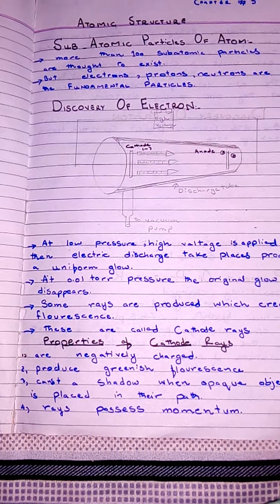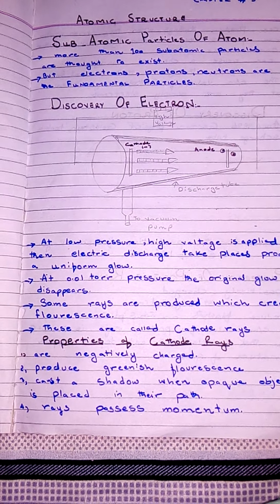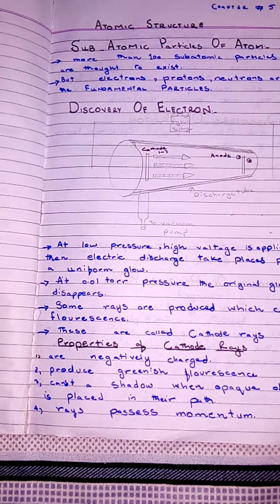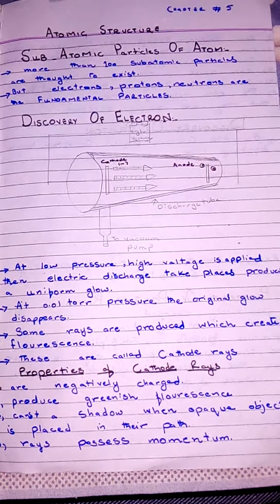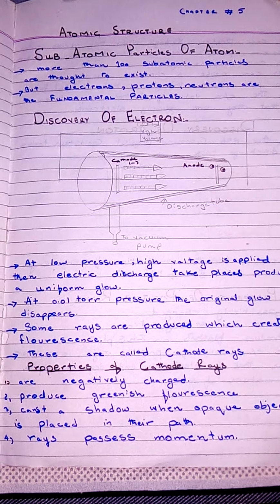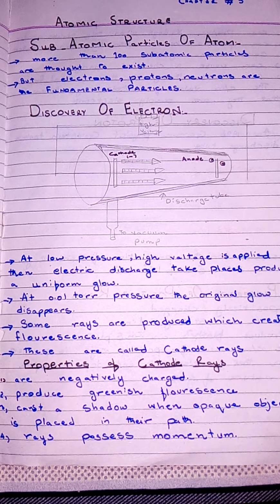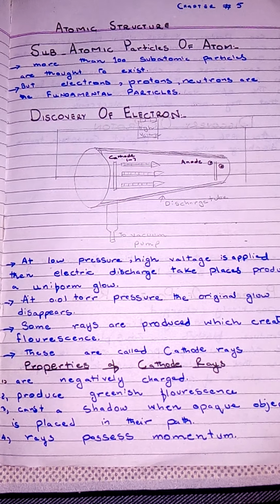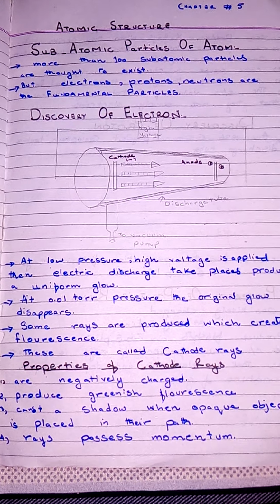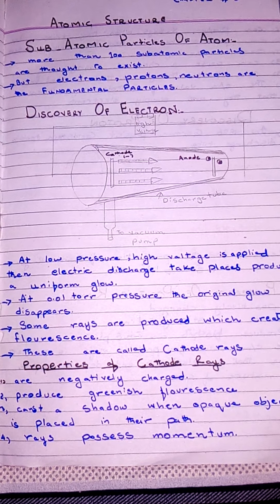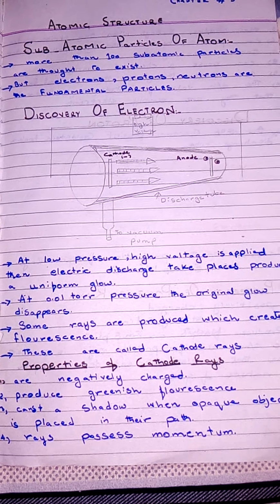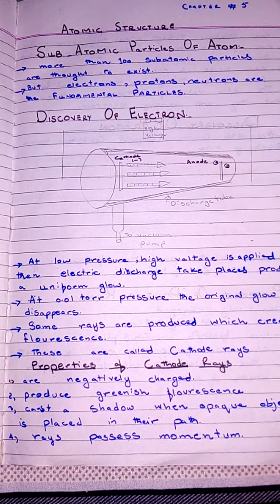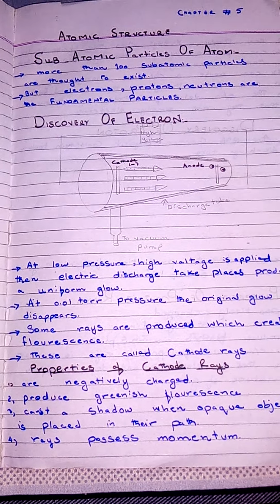The gas discharge tube experiment was performed by William Crookes. What is a gas discharge tube? As you can see in the picture of a gas discharge tube, there are two electrodes: one is the cathode and the other is the anode. Cathode is connected to the negative terminal of the battery, anode is connected to the positive terminal of the battery, and it is a glass tube having two metallic electrodes.